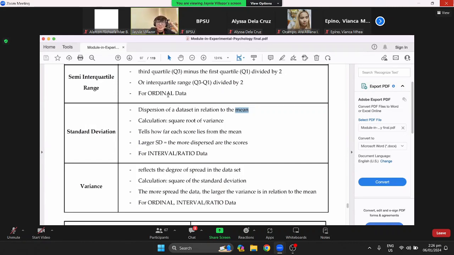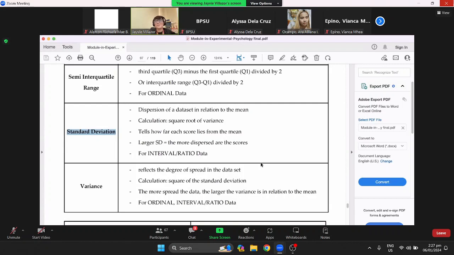Okay? Ayan. So, calculation is square root of variance. Pag in-square root mo yung variance, ano yung magiging sagot mo? Yung standard deviation. So, it tells how far each score lies from the mean. Okay, again, tandaan nyo to, mas mataas ang standard deviation, ibig sabihin, mas disperse or mas nakascatter ang mga score in a particular dataset. Di ba?